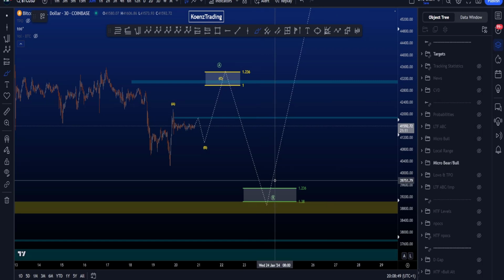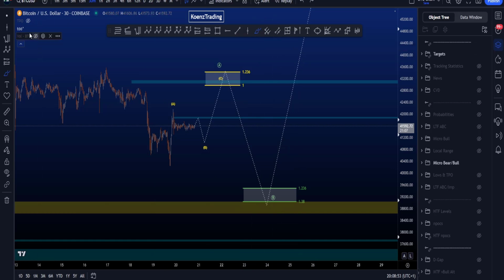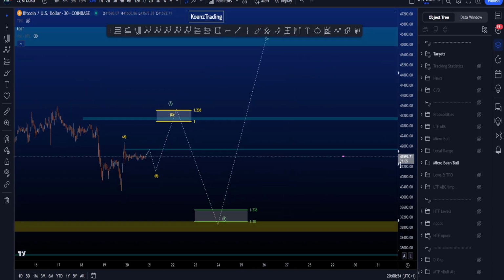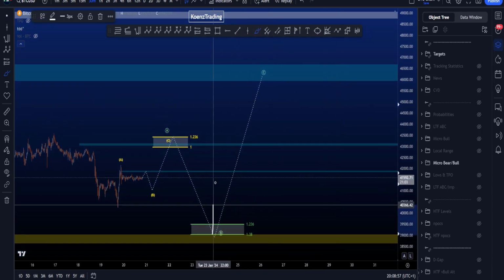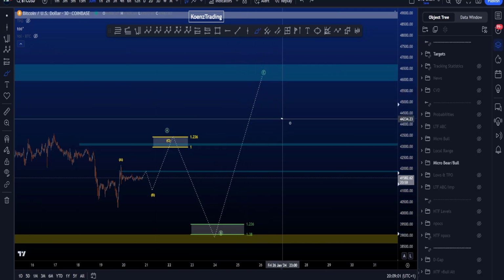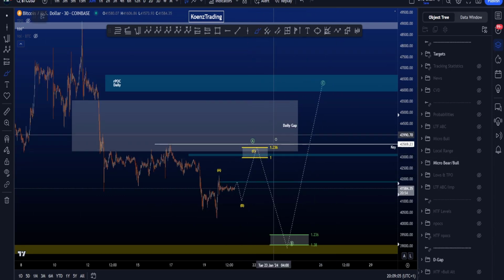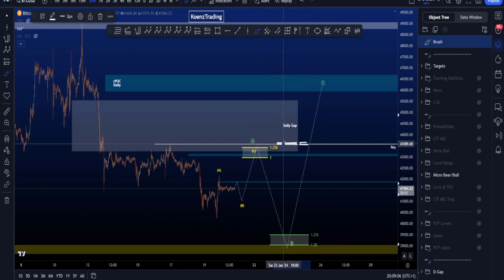And what I would then like to see is price making a good strong low before then a move towards the upside, where we want to see an impulse in a wave C, 1, 2, 3, 4, and eventually a wave 5, where we also have the daily gap here, which is likely to be filled if price is going to take this high over here.